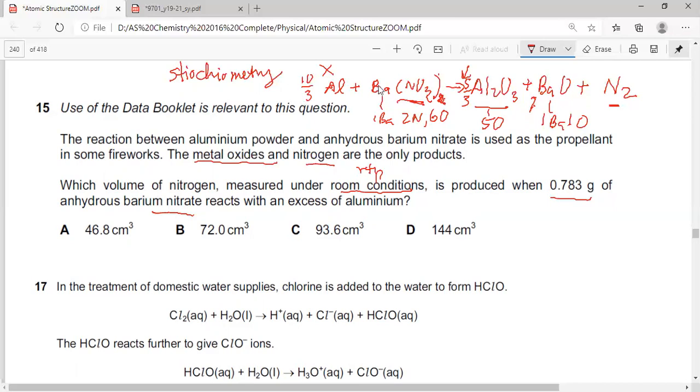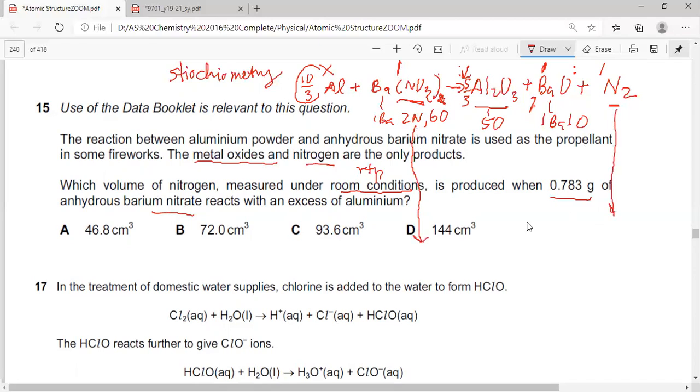I don't care about this number here. I know that 1 mole will give me 1 mole and 1 mole. So I know what I want. If I can find the number of moles of this one here, I can find the number of moles of this one here, because they're the same.